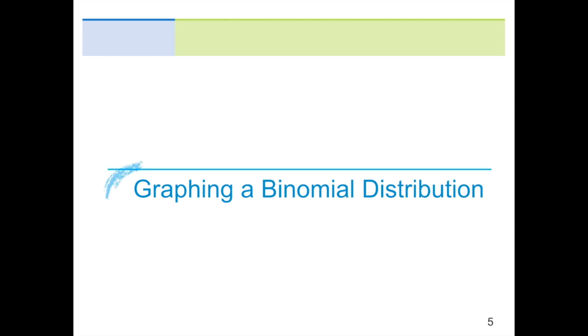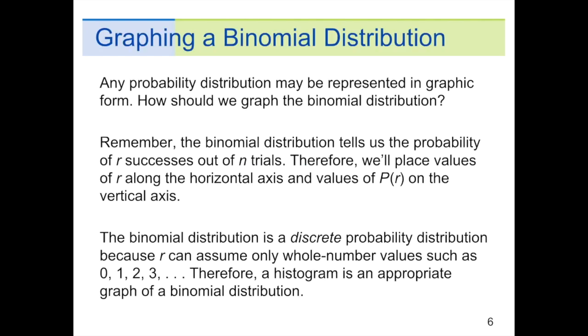Graphing a binomial distribution. Any probability distribution may be represented in graphic form. How should we graph the binomial distribution? Remember, the binomial distribution tells us the probability of R successes out of n trials. Therefore, we'll place values of R along the horizontal axis and values of P of R along the vertical axis. Kind of like when graphing a function, you graph x on the x-axis and f of x on the y-axis, the vertical axis. So x, f of x. This is the same thing here, R, P of R.